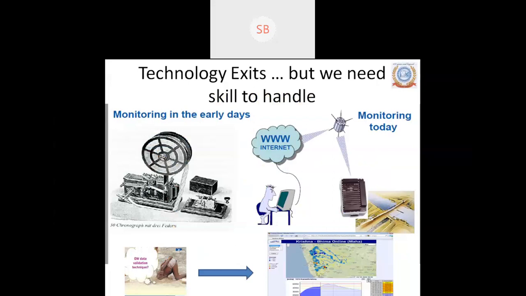Right. Okay. So technology exists. Yes, that's what I am insisting. But we need skill to handle it. That is the challenge here. Skilled people. Yes, because this is not taught in the colleges.